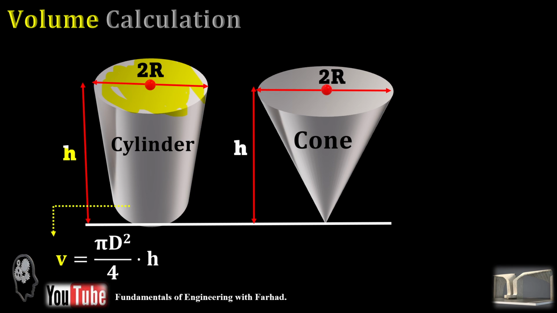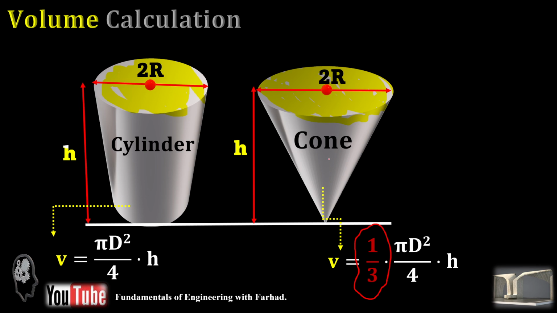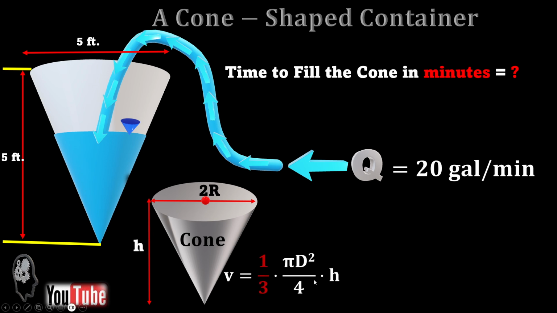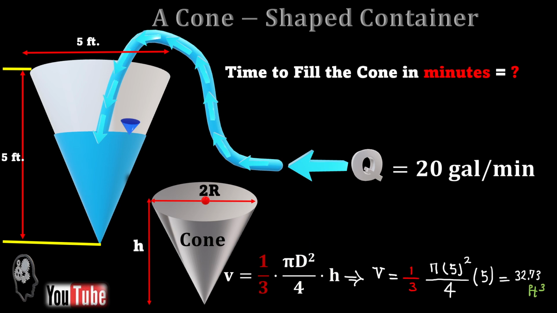So it gives us pi d squared over 4 times h, and likewise for the cone with the same dimensions, it gives us the area of the base multiplied by the h, but this time be careful to multiply by 1/3 because the volume of a cone with the same dimensions is 1/3 of the volume of the cylinder. As soon as we know that, we have our dimensions as well, so we can easily calculate 1/3 of pi d squared over 4 times h, which is 1/3 of pi 5 squared times 5 over 4, and it gives us a volume of our cone container of 32.73 feet cube.